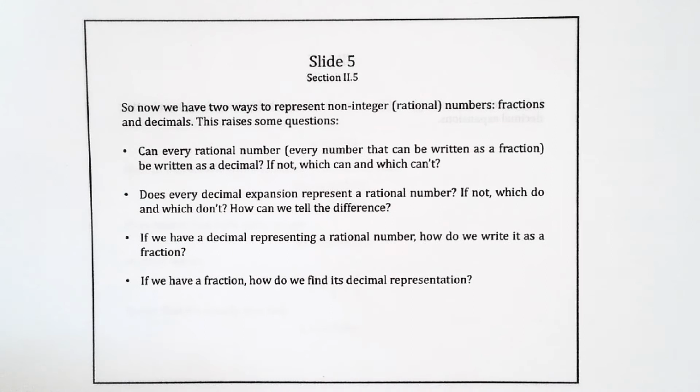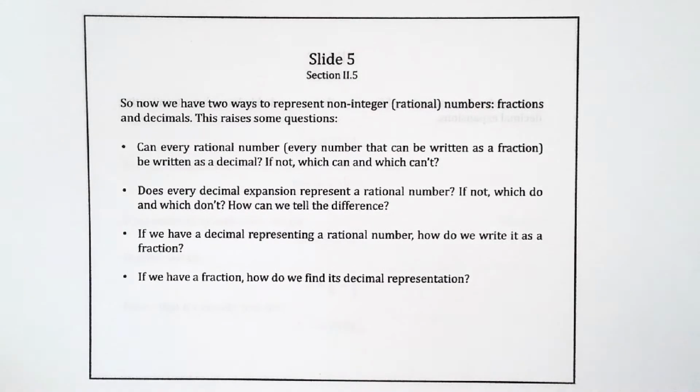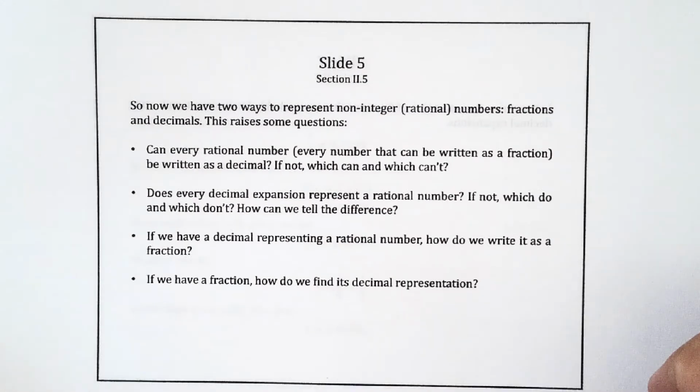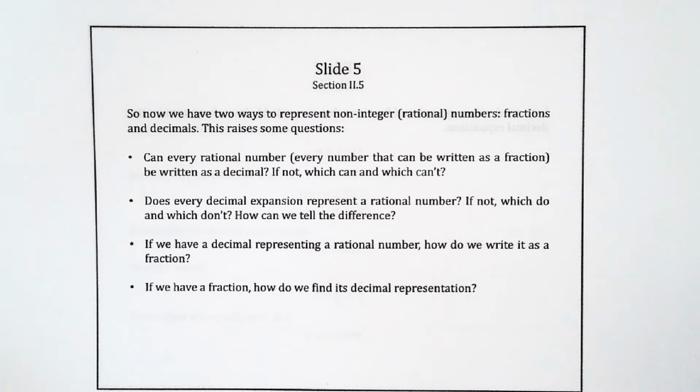If we have a decimal that does represent a rational number, and we know it does, then how do we write it as a fraction? So if we know that this given decimal is a rational number, how do I figure out the fraction that corresponds to it? And then vice versa, if I have a fraction, how do I figure out the decimal representation?